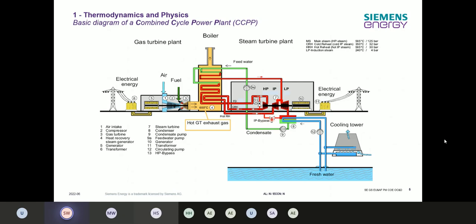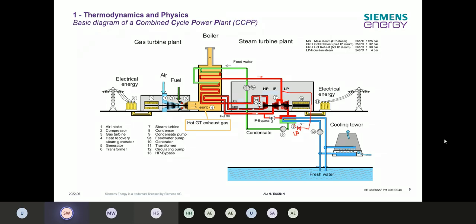Of course, like the IP bypass station, there would also be an LP bypass station over here, which is not drawn in this basic diagram, but of course it needs to be there for when no steam is taken by the turbine. Then we need to bring the steam somewhere safe, and the safe way is the condenser.